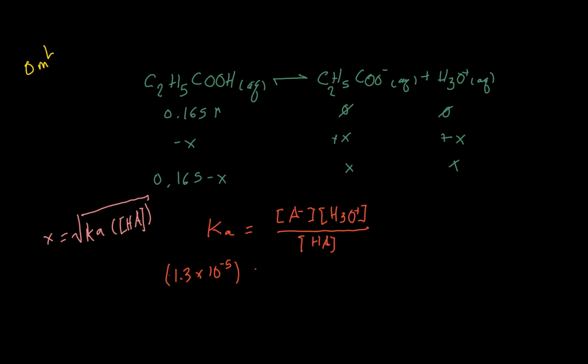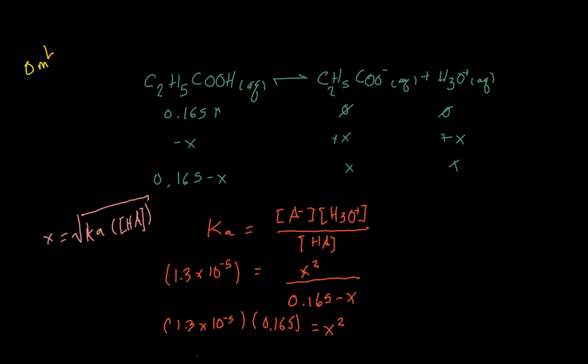All right, and that is equal to, and these are both going to be x per the ICE table above, so that gives us x squared, and we're dividing that by 0.165 molar minus x. All right, so we're going to assume first that x is small, right? So that means we can scrap x altogether, and we're going to multiply 1.3 times 10 to the negative 5 by 0.165, and that's going to be equal to x squared.